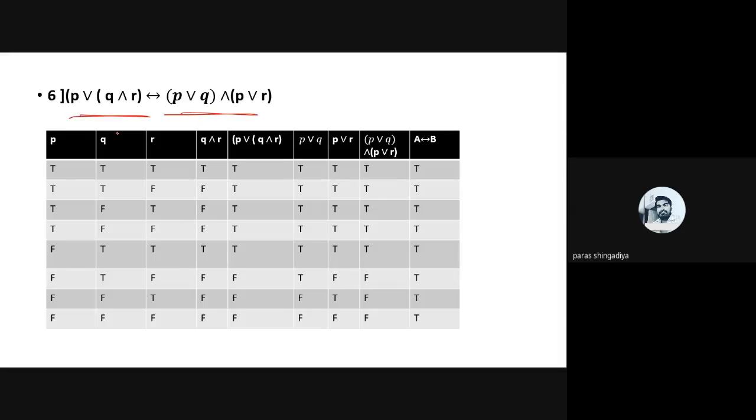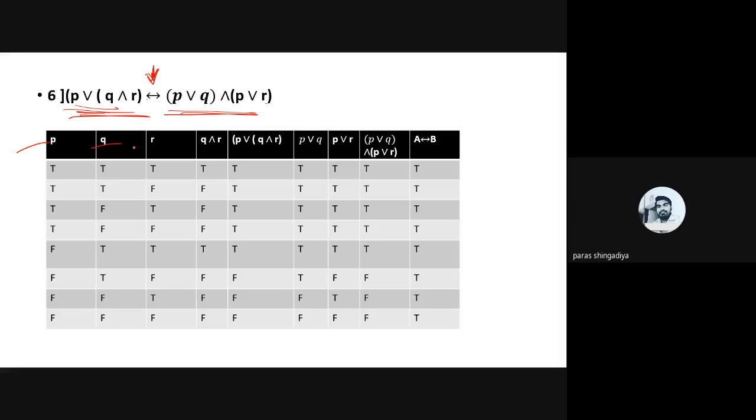Now here is an example that involves more data in the compound statement. Let us check this one, and then we'll check the next theory. P or Q and R is the first part, and the second part is P or Q and P or R. Then we'll apply the biconditional operator between them. First simplify the bracket, then the second part, and then apply the biconditional to both.